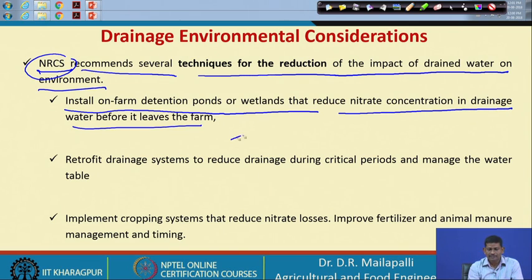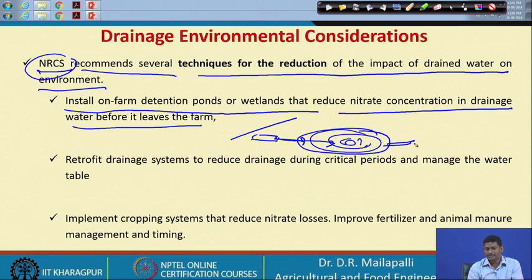Once the water is drained from the fields, if you have wetlands or detention ponds, the drainage water is going to accumulate and stay stagnant for some time, and all the nutrients are going to settle down. Then if you want to reuse this water, you can very well reuse it.